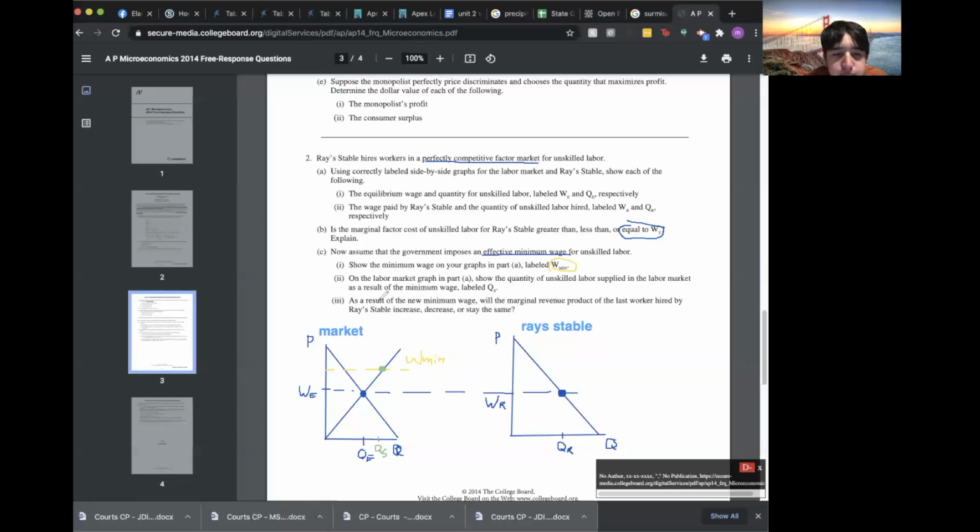So now let's move on to part 3. As a result of the new minimum wage, will the marginal revenue product of the last worker hired by Ray's stable increase, decrease, or stay the same? So the marginal revenue product, so how much their last worker made. So as we established before, the last worker would be earning at this WR right here. Although with this minimum wage in place, let's extend it to Ray's graph. That would mean that that worker would no longer earn that equilibrium price. Instead, they would earn this new price minimum, which means that their wages would be going up. So the last worker hired by Ray's stable would increase.